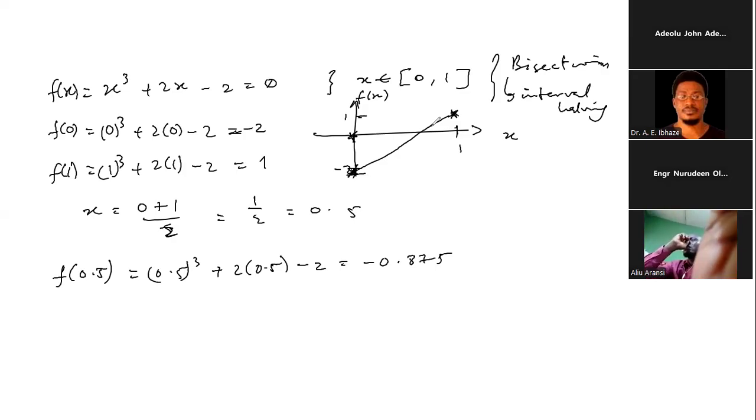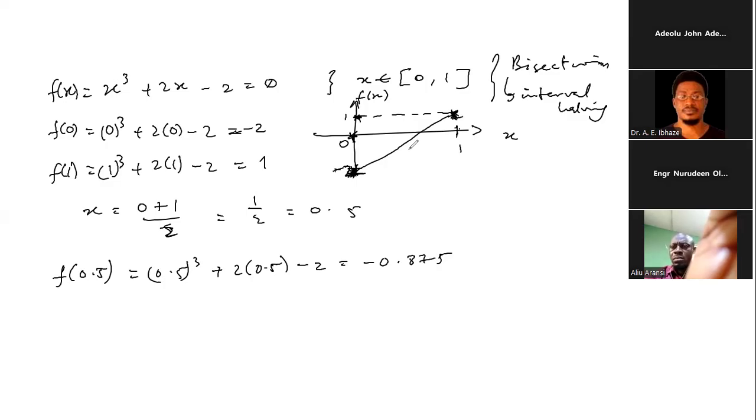Yes, can you hear me, sir? Thank you so much, Doctor. On this graph, I just wanted to be sure we are on the same page. When x is 1, f of x is 1. When f of x is minus 2, x is 0. So these two points join, right? This is 0, this is minus 2. It crosses the x-axis, so it means there is a root.